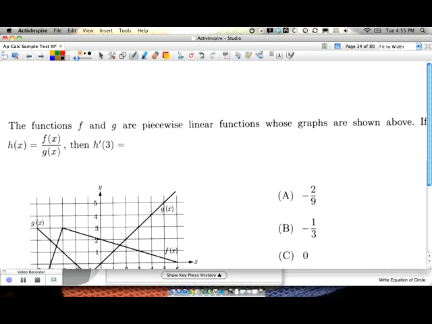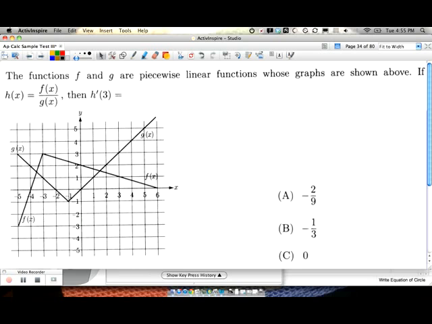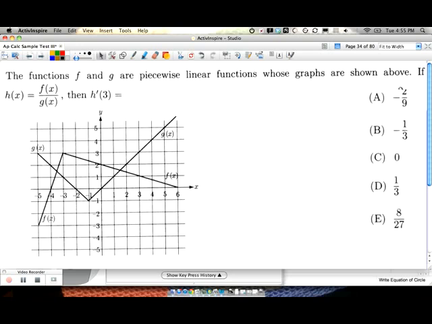Next, number 31. Ooh, we went off the page here a little bit. Let's pull it back up. It says if f and g are piecewise linear functions whose graphs are shown above. This was originally above, but now it's below. But it's the same thing. If h of x equals f over g, then h prime of 3. There's a classic mistake that most people make here. They plug the number in, then they take the derivative. Not cool. Not supposed to do it that way.